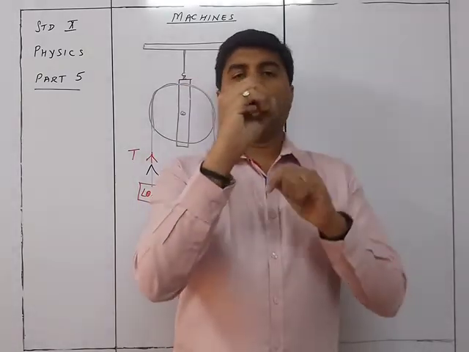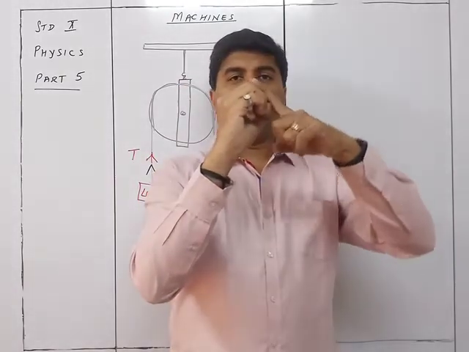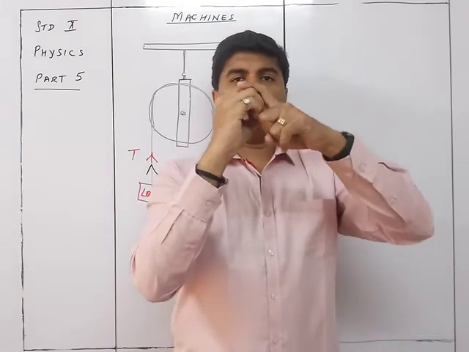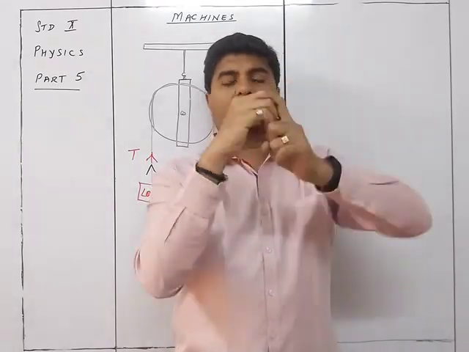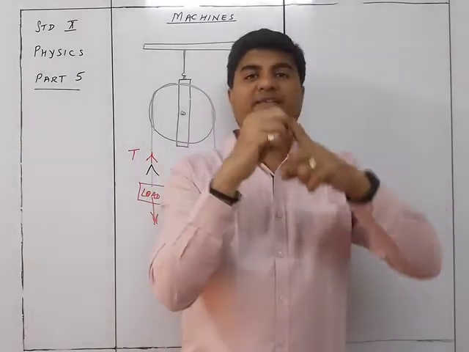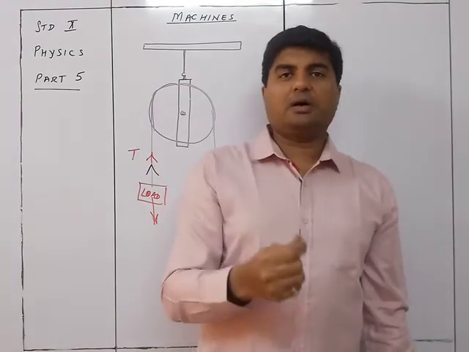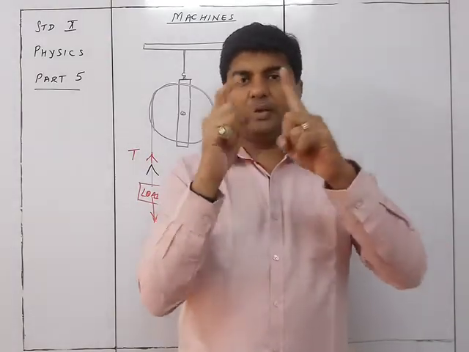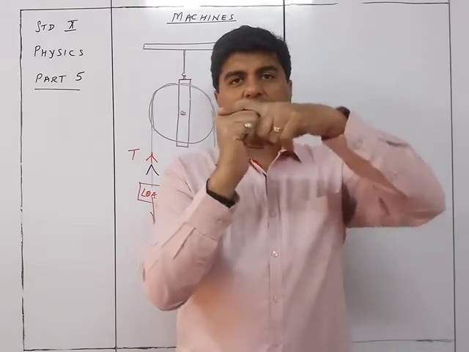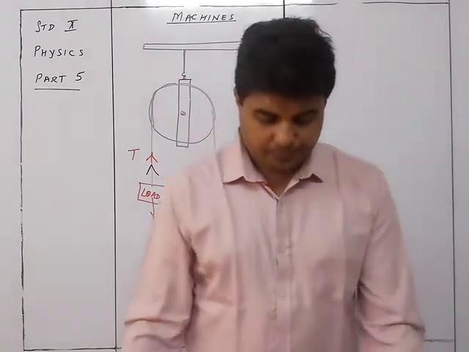Otherwise, the string is just going to go like this. This is the pulley and this is the string. But if the pulley rotates and so the string goes up and down, it will be an easier movement. So because of the friction between the string and the pulley, the pulley is going to rotate.